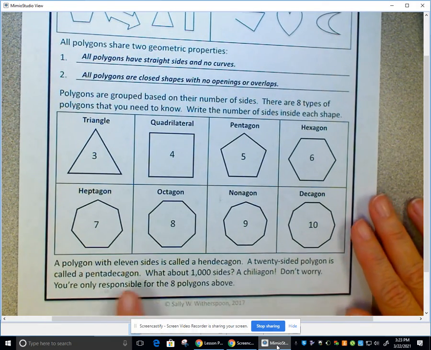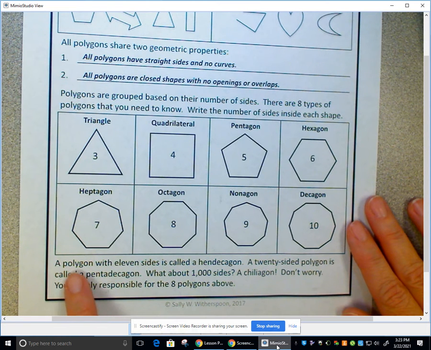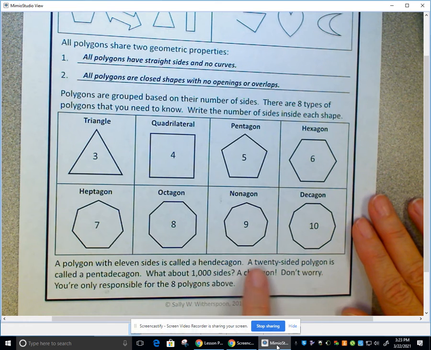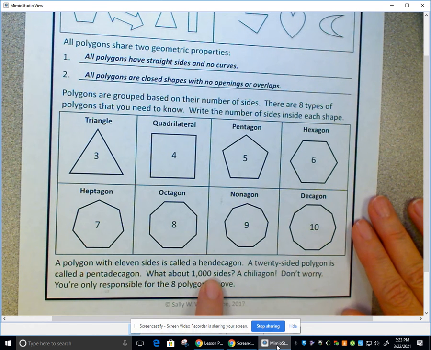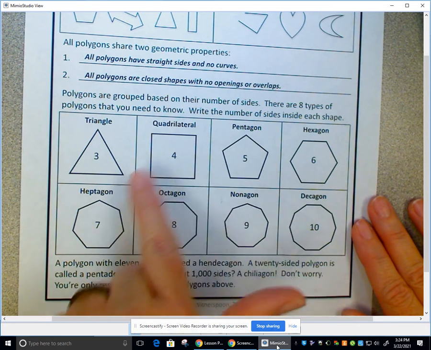Now, this is just some info for you. It says a polygon with 11 sides is called a hendecagon. A 20-sided polygon is called a pentadecagon. What about 1,000 sides? A chiliagon. Don't worry, you're only responsible for the 8 polygons above.